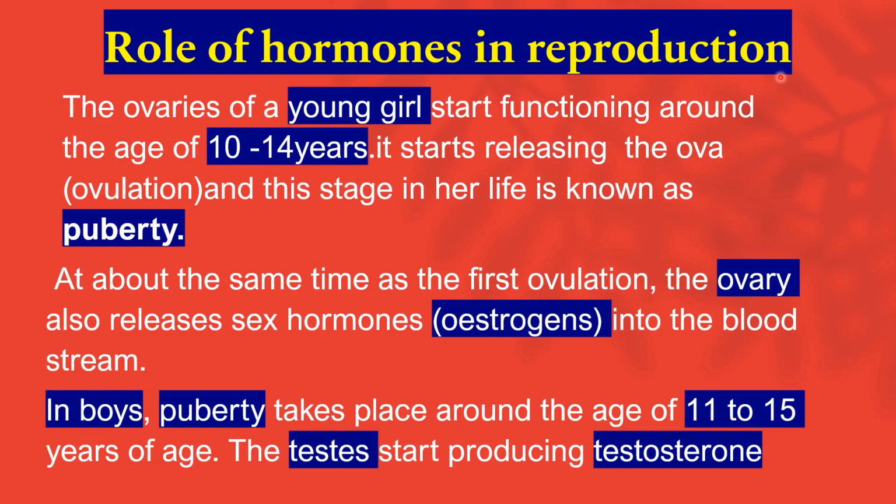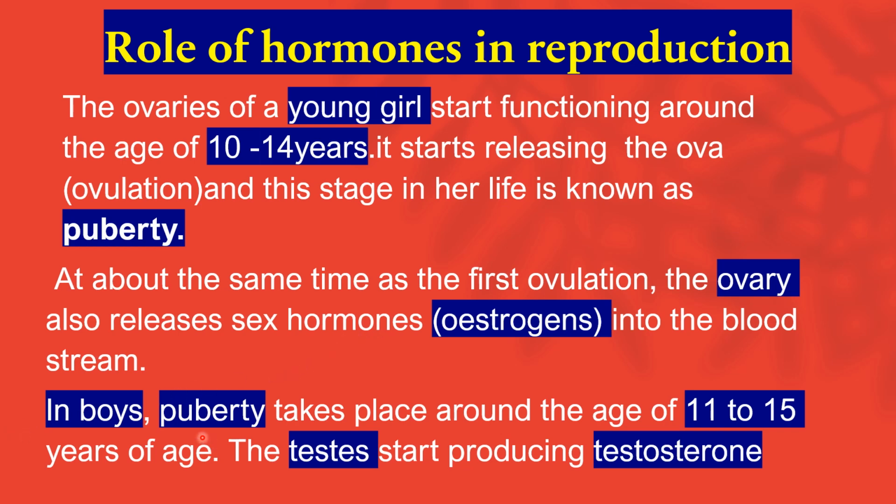What is the role of hormones in reproduction? The ovaries of a young girl start functioning around the age of 10 to 14 years. It starts releasing the ova. That process is called ovulation, and this stage in her life is known as puberty. At about the same time as the first ovulation, the ovary also releases sex hormones, estrogens, into the bloodstream. Estrogen is a female sex hormone produced from the ovary.